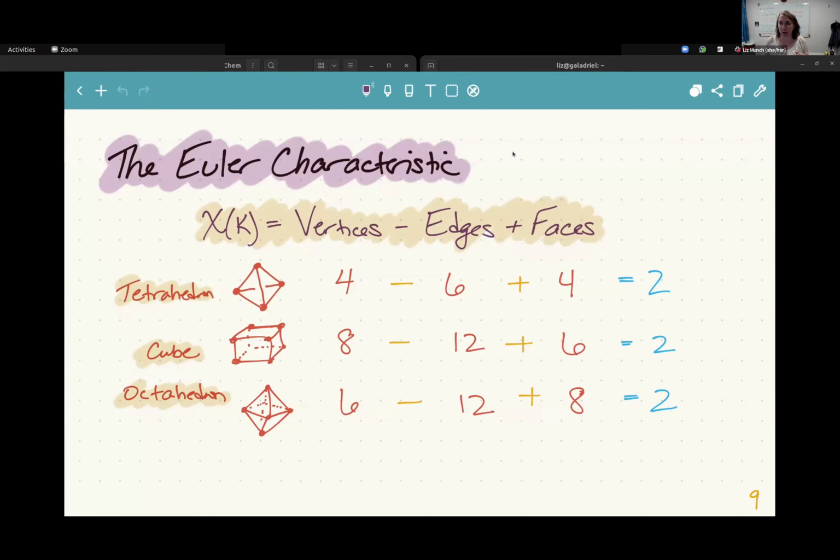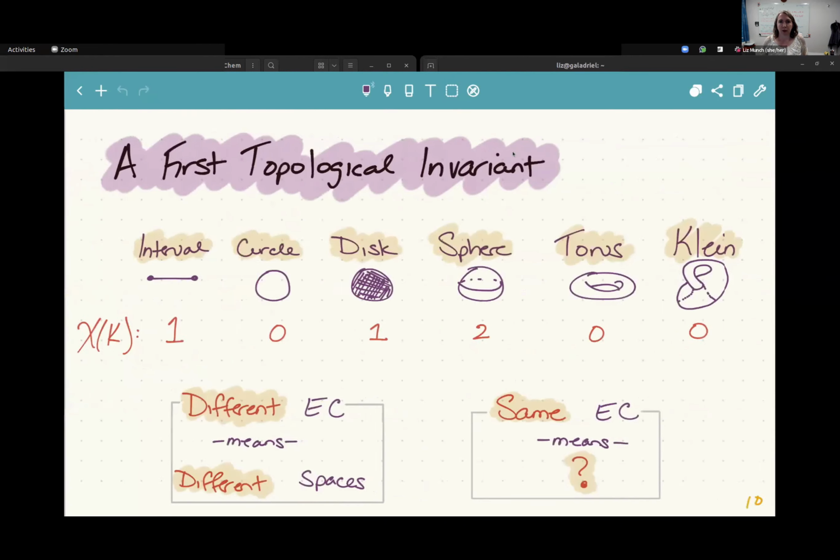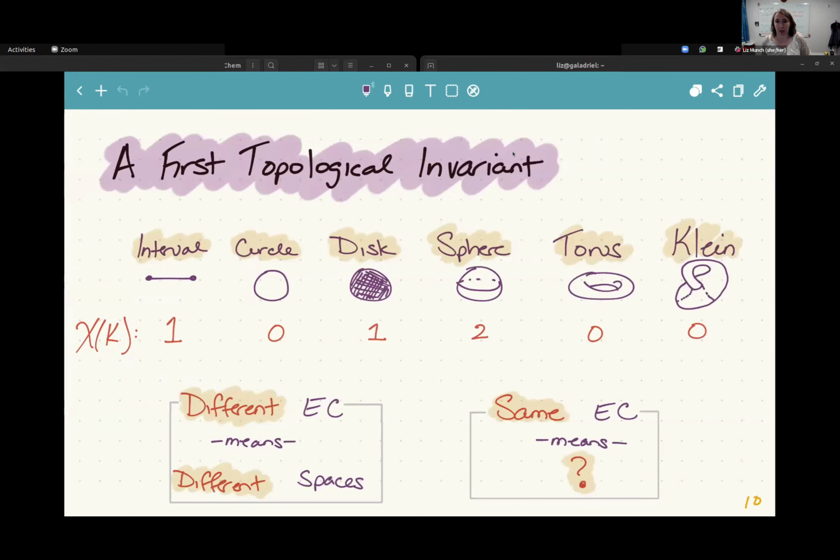It doesn't matter if I took my octahedron and broke it up into more pieces and had additional vertices and edges and faces and things like that, I would still get 2. So it turns out that this is an example of what's called a topological invariant.